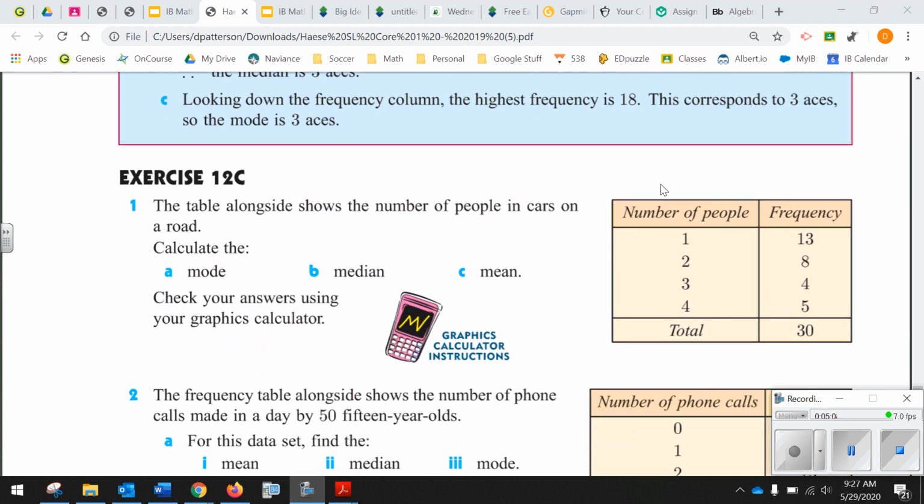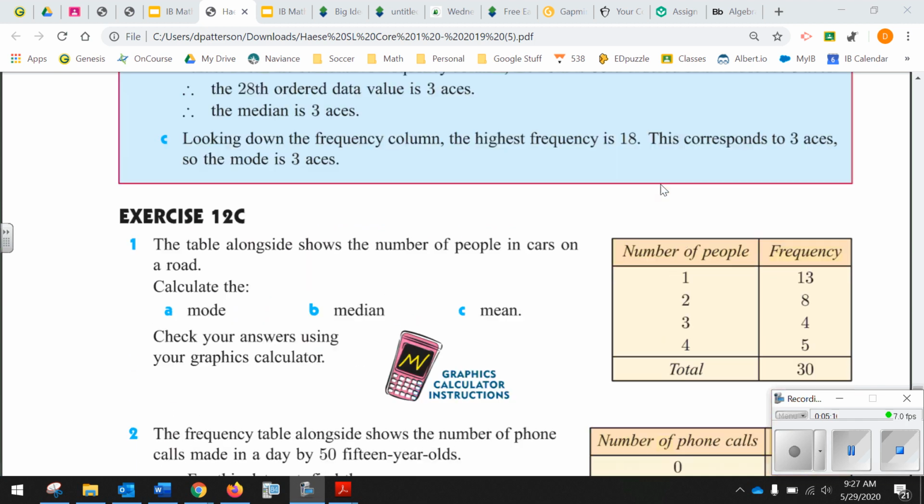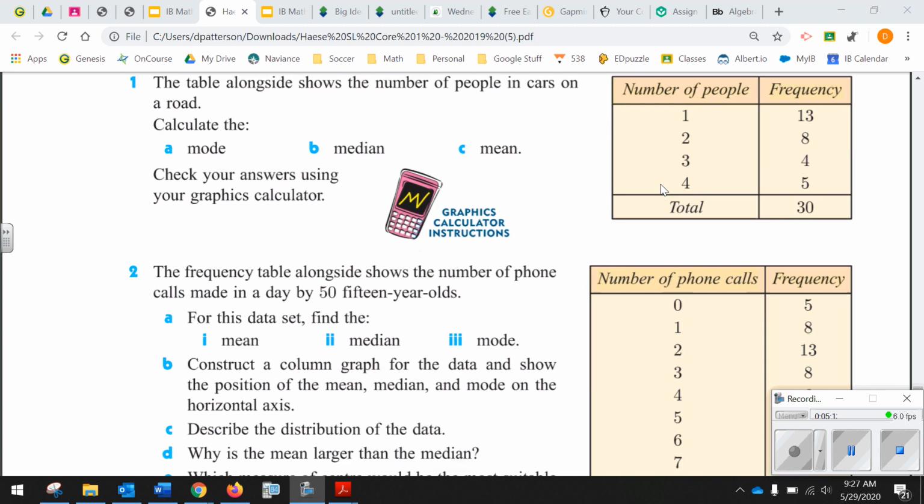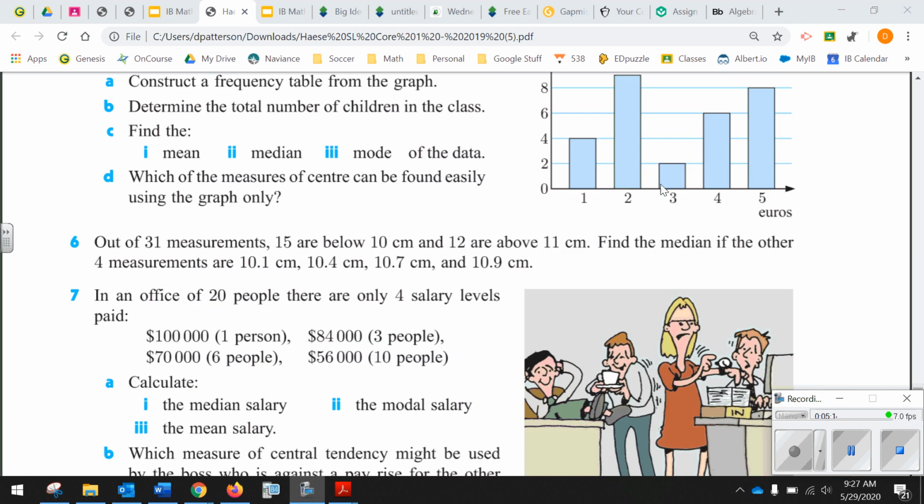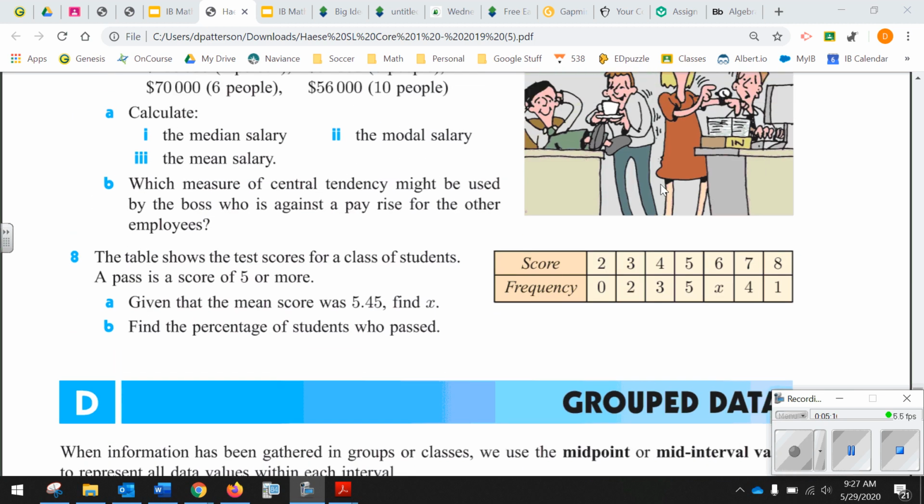That's it for this lesson. I'd like you guys to work on page 315. We're going to do 1 through 7 odd.